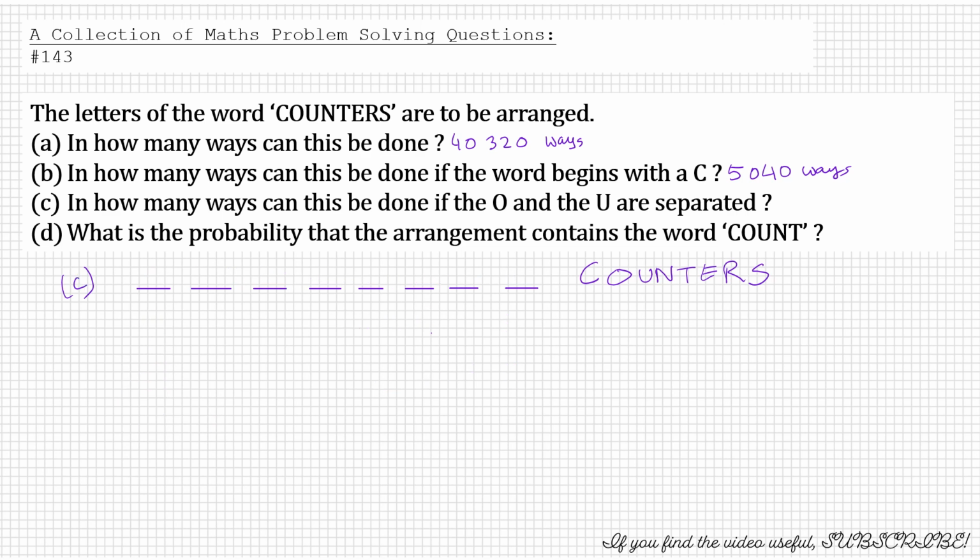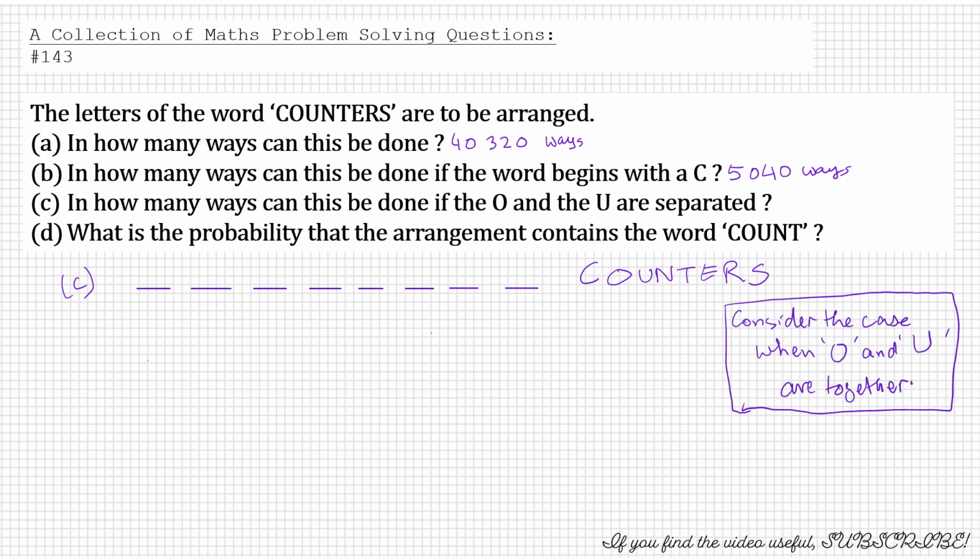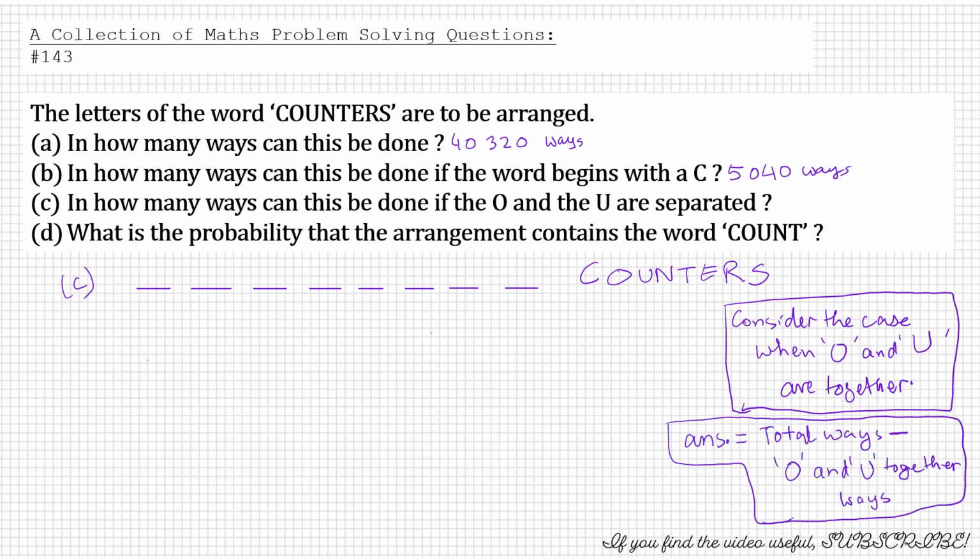The next part is how many ways can this be done if the O and U are separated? That can be answered by considering the case where O and U are put together and subtracting the number of ways O and U are put together from the total number of ways, that is 40320. So you consider the case when O and U are together, and the answer is total number of ways minus the number of ways when O and U are together.